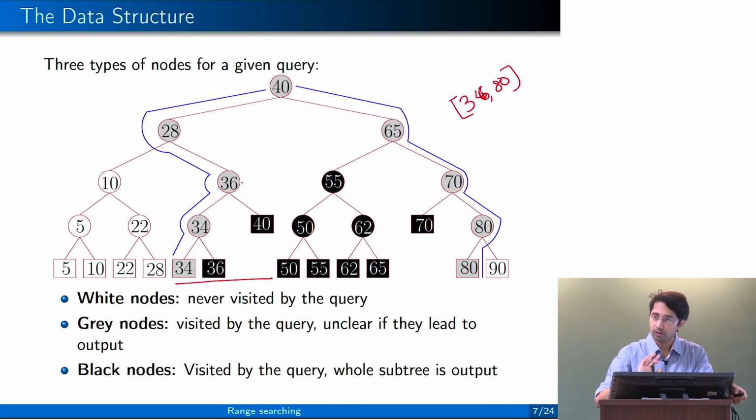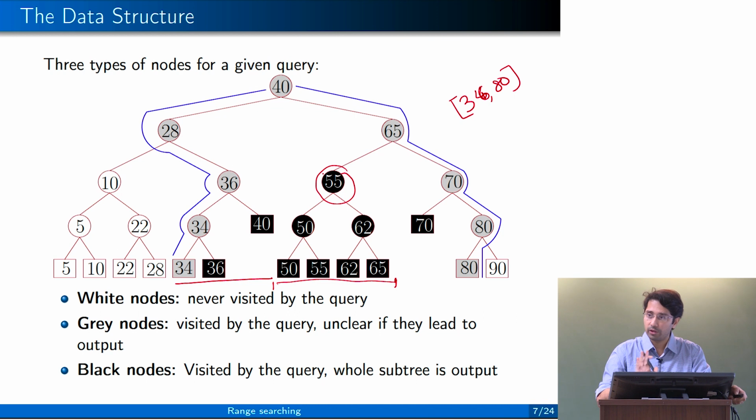What is a black node? One for which I am sure that it is completely inside. For example, in the range of 50, the interval associated with 55 is completely inside the query range. So, the node 55 will become a black node. So, you have black, grey and white.